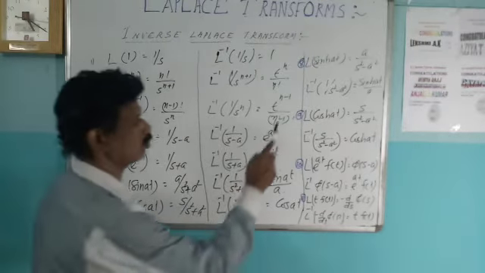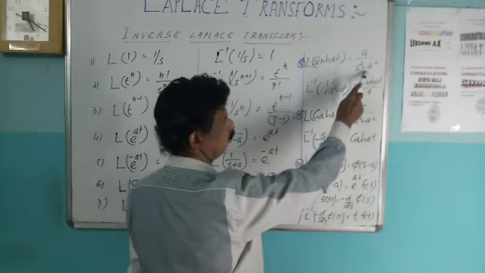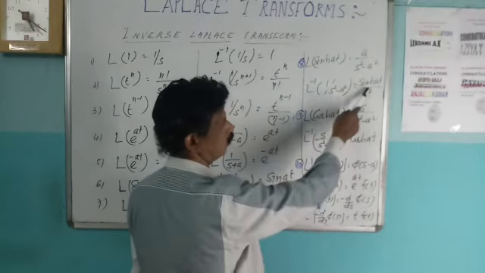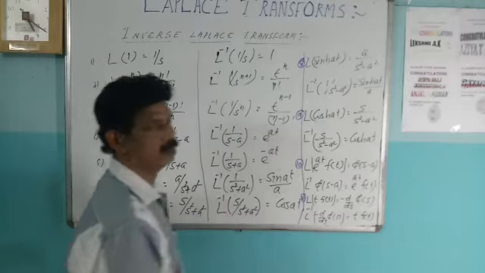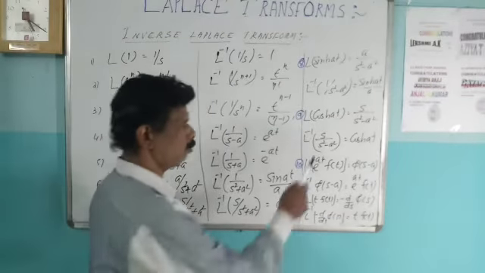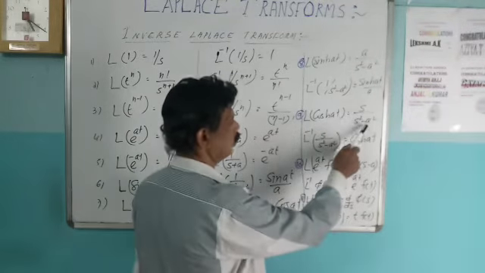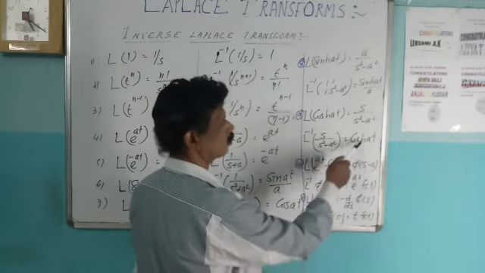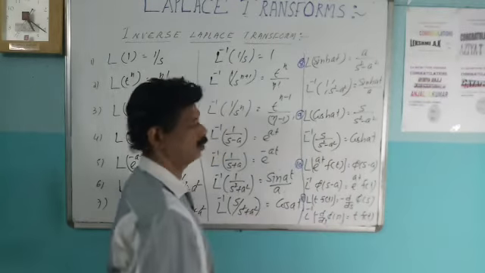Next, Laplace of sinh a t equal to a by s square minus a square. Then Laplace inverse of 1 by s square minus a square equal to sinh a t by a. Laplace of cosh a t equal to s by s square minus a square. Then Laplace inverse of s by s square minus a square equal to cosh a t.